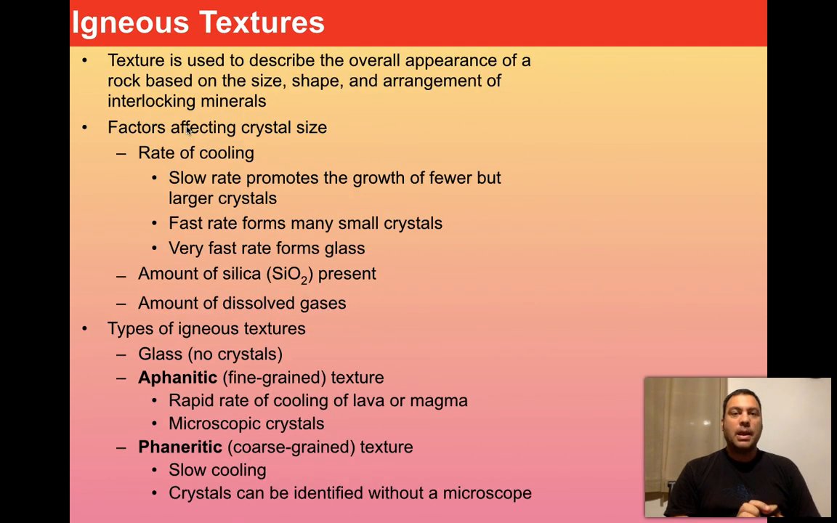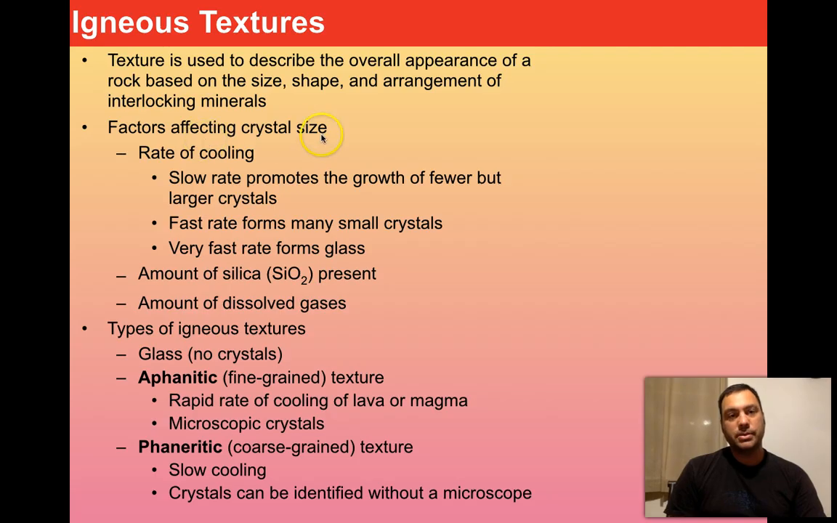So let's take a minute and review what we've been talking about and explain why these features exist and why they behave the way that they do. First off, the texture is used to describe the overall appearance of a rock based on the size, shape, and arrangement of interlocking minerals. Okay, we've been talking about that.